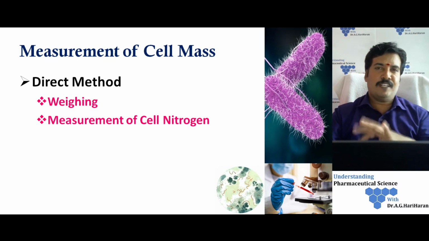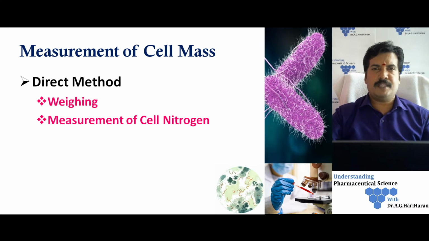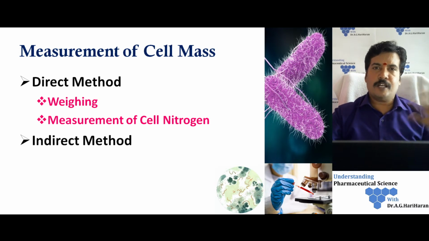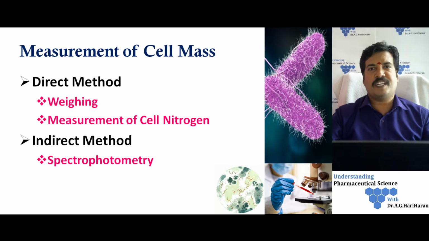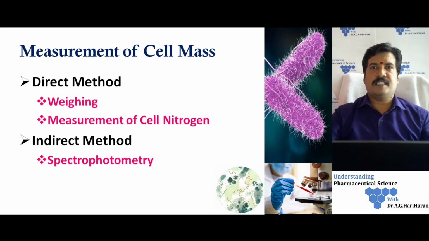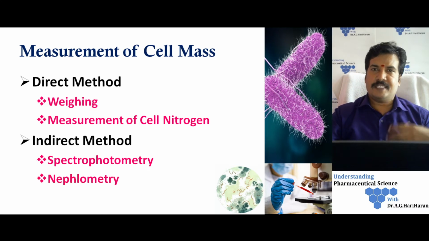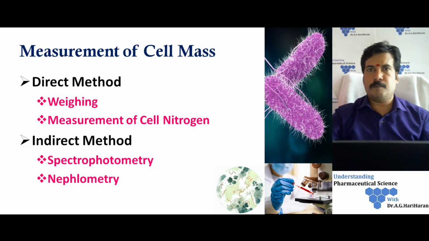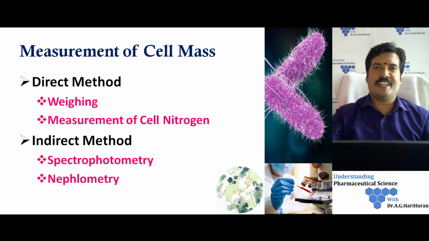But as far as industry is concerned, the indirect method is most commonly employed. It gives direct readings while the process is on. There are two indirect techniques available. One is the spectrophotometric technique, where based on the turbidity of the cell population, the cell mass can be determined. The second is the nephelometric technique. It is also based on the same principle, more or less similar to the spectrophotometric technique. We have a separate video lecture on this aspect also, you can view it.